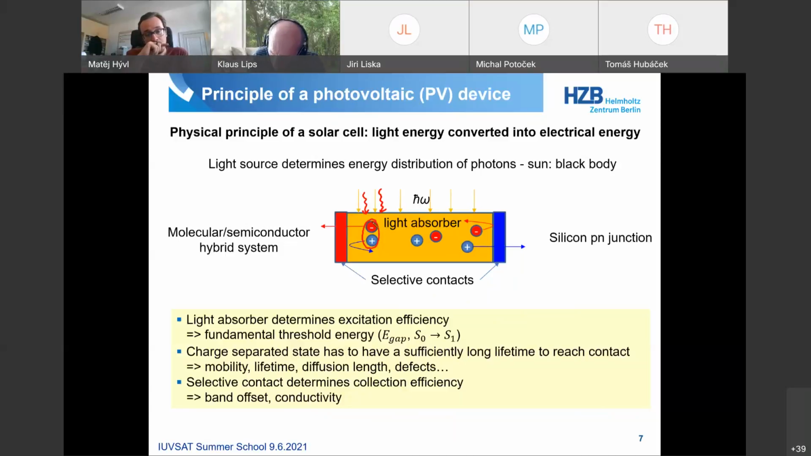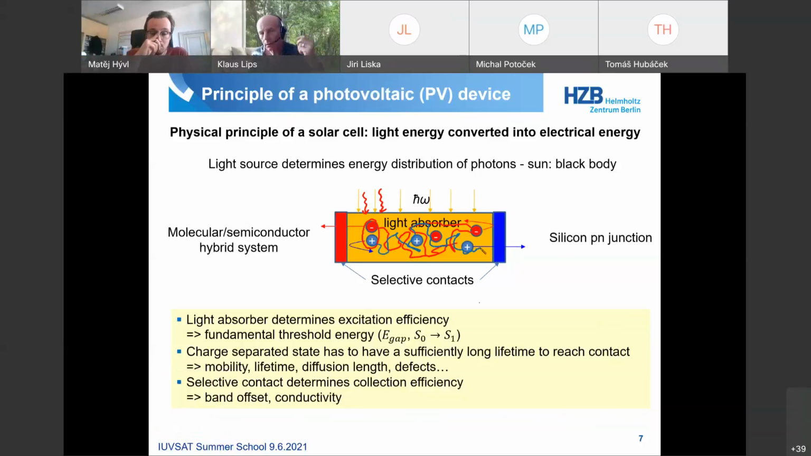This electron will wander around the sample and just do whatever it wants. The same is true for the holes. I will use the blue color for the holes. The hole will do the same thing. It will just basically wander around in the sample. If they meet again, they recombine.